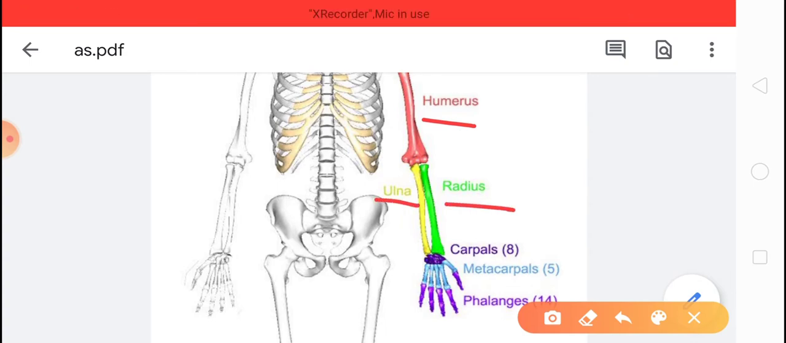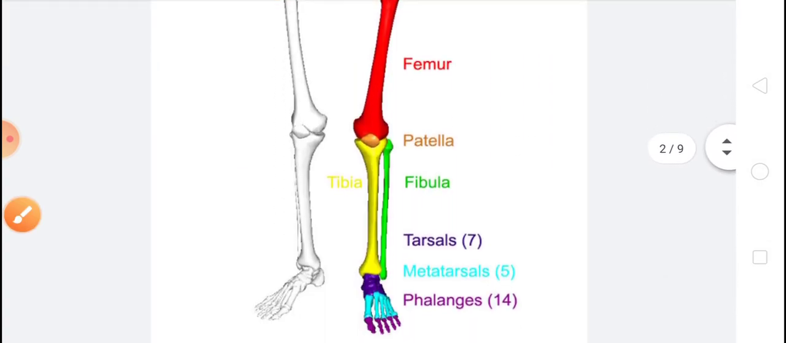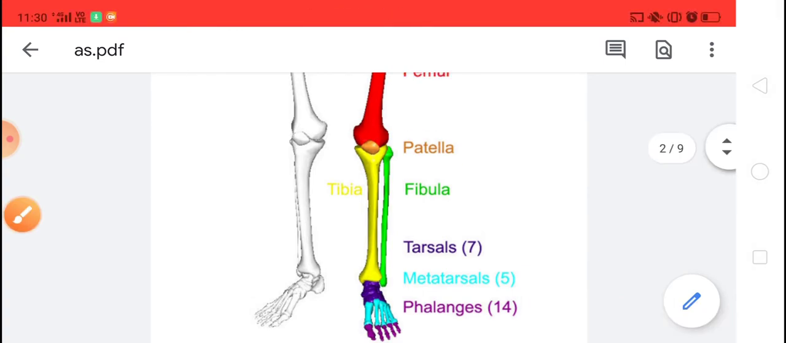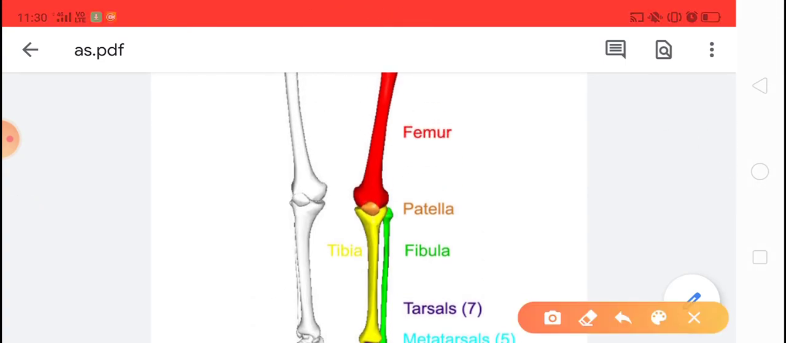The long bones of the limbs are, in the arm, the humerus, radius and ulna, and in the legs, the femur, tibia and fibula. These long bones contain soft and spongy material inside them.